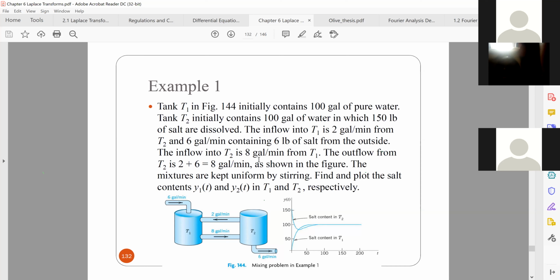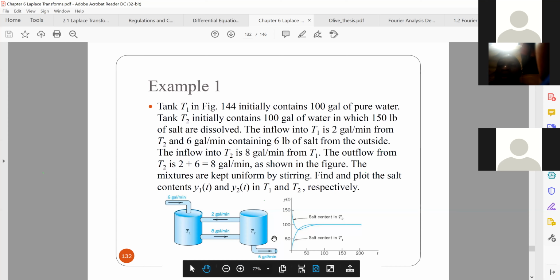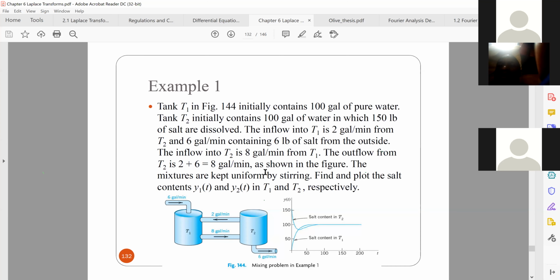And then the inflow into T2 is 8 gallons per minute from T1. The outflow from T2 is 2 plus 6. So you have these 2 coming out and this 6 coming out, as shown in the figure. The mixtures are kept uniform by stirring. So find and plot the salt content. I'm not very interested in these plots. I just want you to solve these equations, which we are going to look at down here.